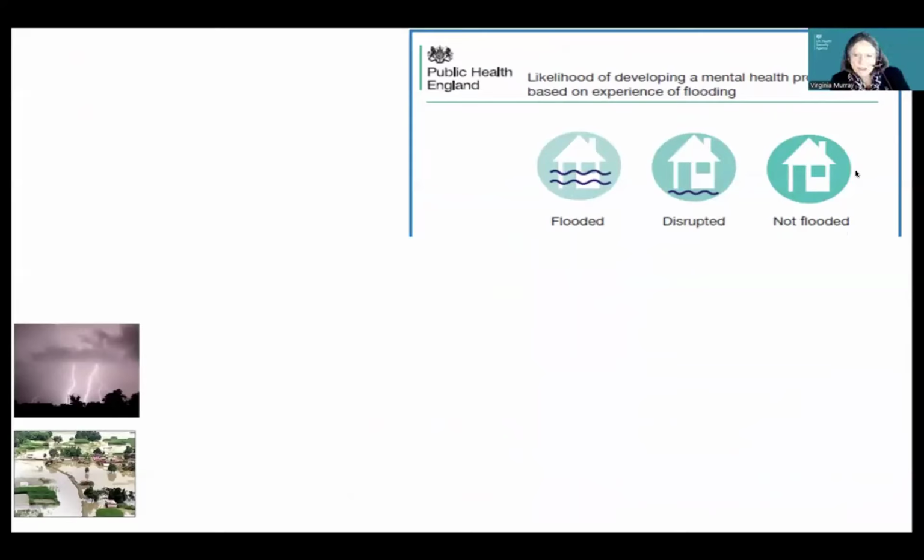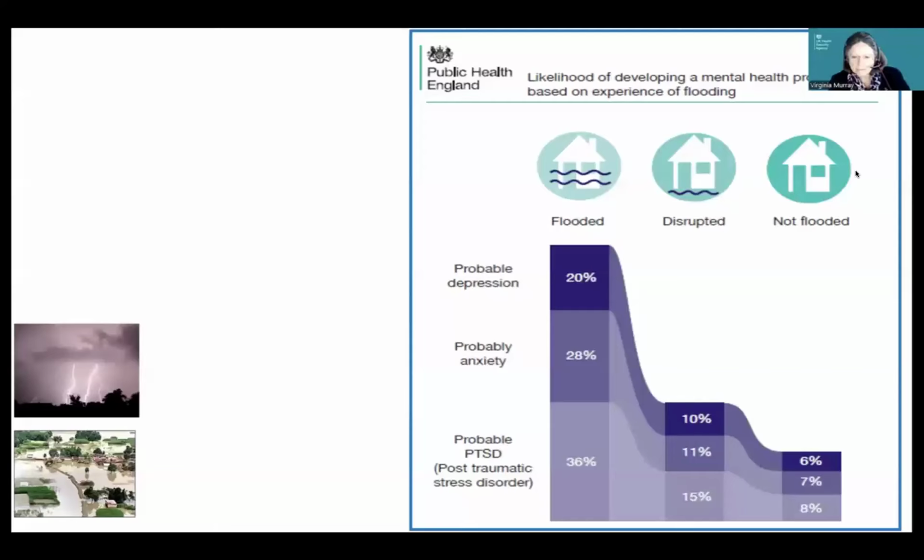I think you'll find it pretty shocking to see what happened to the flooded, those that were disrupted, and even those who were not flooded. The impact on the flooded really showed that more than 70% had either probable depression, probable anxiety, or probable post-traumatic stress disorder as a result of being flooded. Even those disrupted, there was over 30% who had impacts of similar nature because they were worried too. And those who were not flooded were still pretty distressed.